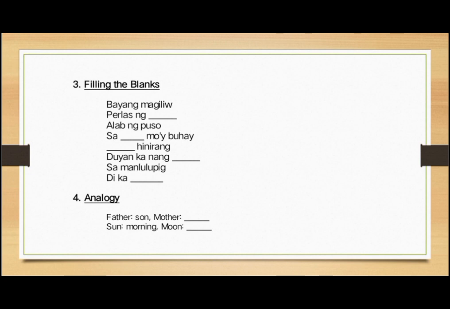The last one is the analogy. So analogy is a reasoning type of test in which the subject is required to supply the missing term in a relationship of the form A is to B and Y is to blank. For example, father is to son and mother is to blank. Then sun is to morning and the moon is to the blank. So the answer would be the mother is to daughter and the moon is to the night. The answers must be written in the provided blanks.